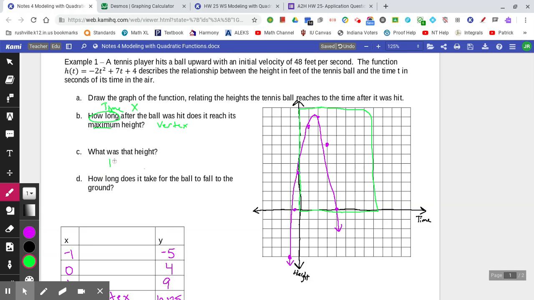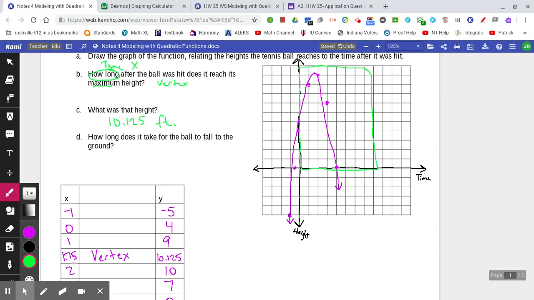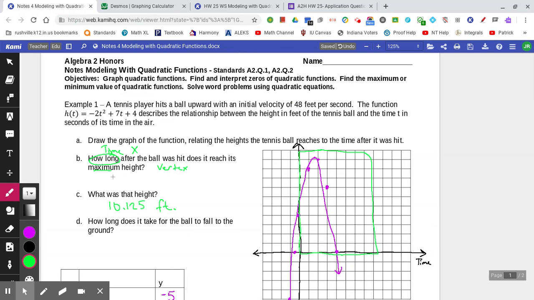The maximum height is 10.125. If I needed to, I would include my unit, which would be feet. A lot of times, how you're going to do it on homework is you're just going to type in the number, not include the unit. For this question, it says how long, so that means that we're talking about time, and this is being measured in seconds. So when did it reach its maximum height? What's that x-coordinate of the vertex? And that is 1.75, and that would be seconds.